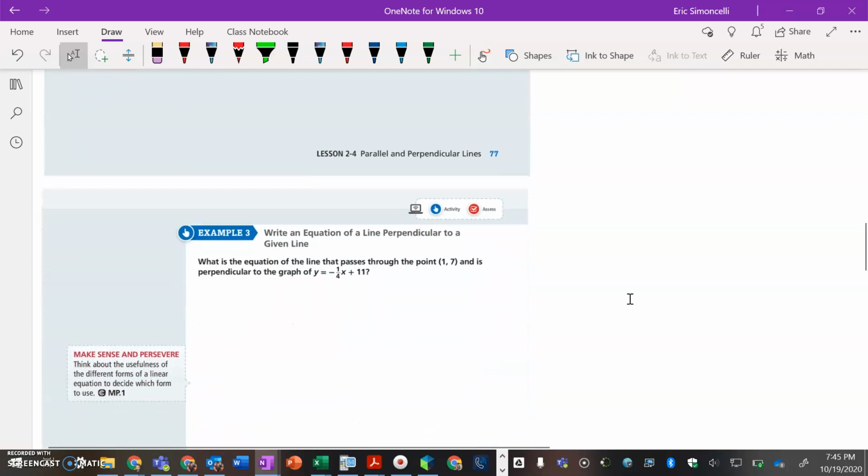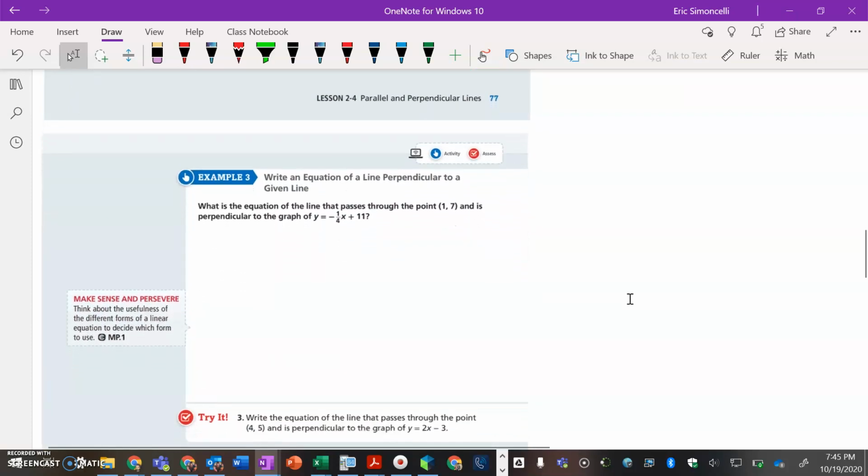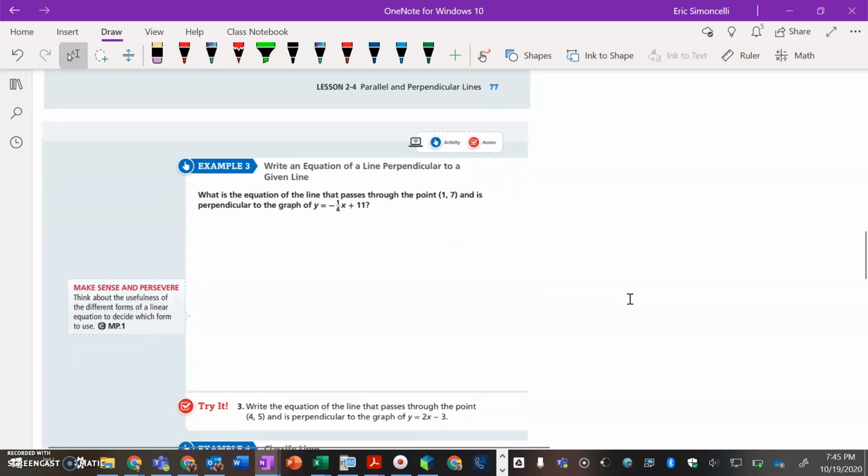Moving on, example 3. What is the equation of a line that passes through the point (1, 7) and is perpendicular to the graph of this equation? Well, noting the slope is -1/4, that's a very good start. As step 1 suggests, use the slope of the given line to determine the slope of the line that is perpendicular.